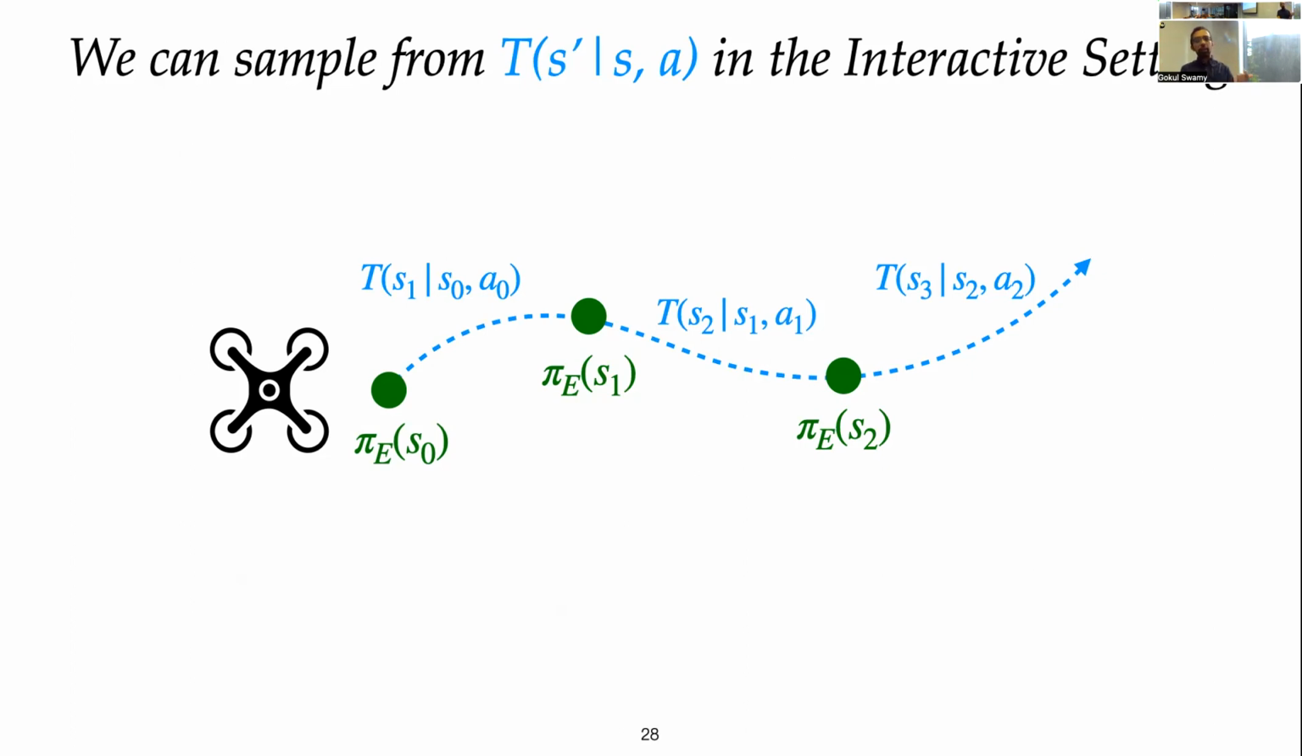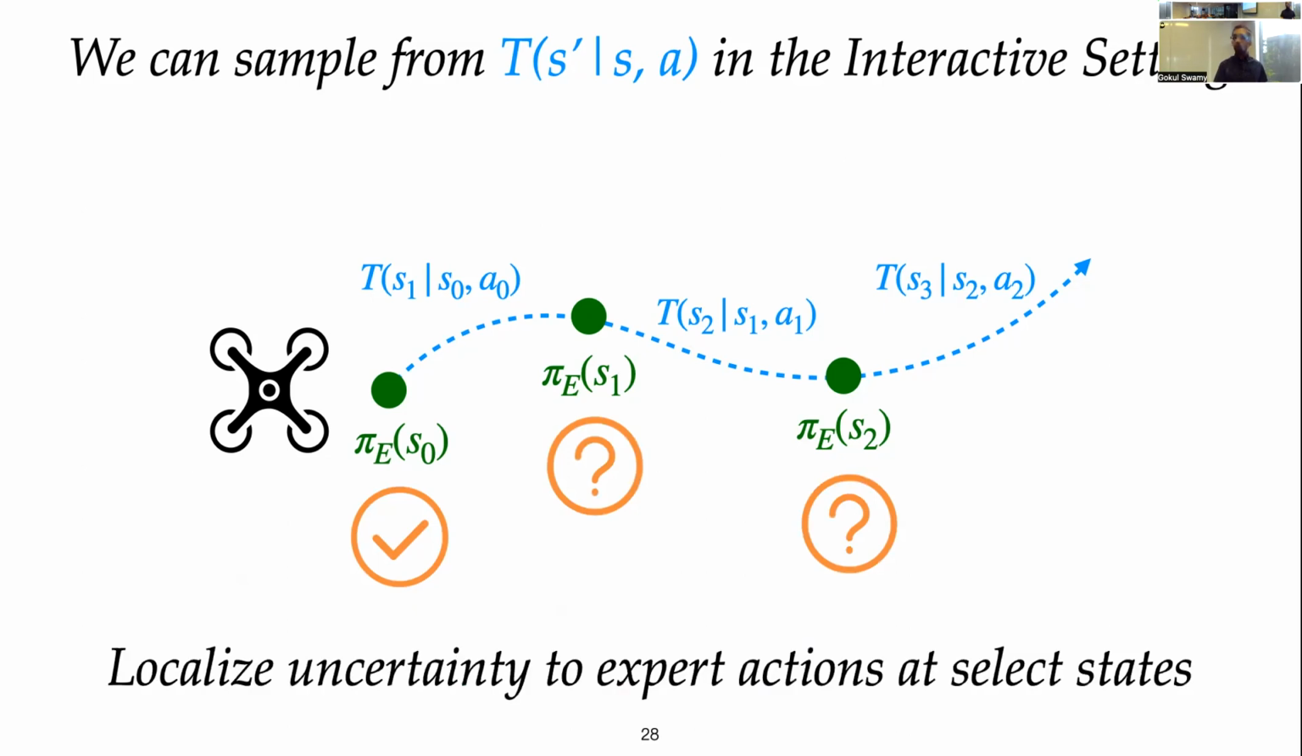Furthermore, we might be able to localize our uncertainty to the expert's actions at certain states. So maybe the learner always starts from some start state, and we're very sure what the expert's action is at the start state. But further on, we're less sure. And this means that basically all of our uncertainty lies in the expert actions at some particular states. This gives an intuition for how you might try to better estimate moments. I'm going to give you a potential algorithm for doing this now.